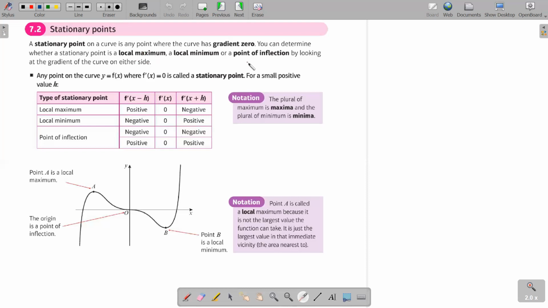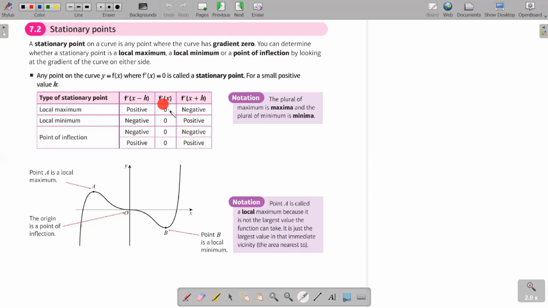And the point of inflection is not something you've heard of earlier, right? So we'll see what a point of inflection is by looking at these rules. Look at this. Any point on the curve y equals f(x) where f'(x) equals 0 is called a stationary point. Now they have made a table here, describing how the gradient behaves just before the stationary point and just after the stationary point. Are you with me?